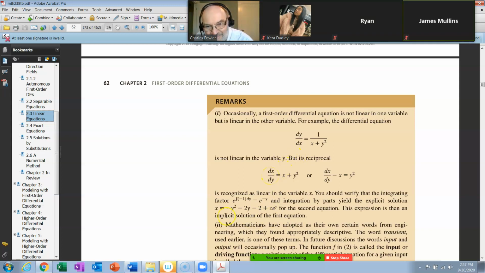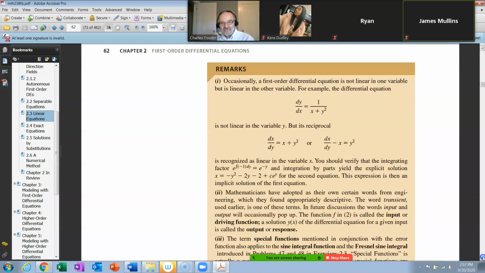Now, you can't solve this in terms of y. It won't work. I mean, you can't do it. It's not solvable. But it is a function. X is a function of y. You can do that. Now, that then leads them to talk about some other stuff here.